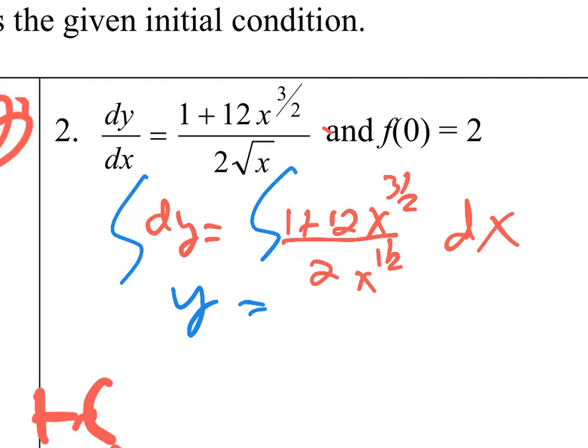I probably would break it into two fractions. 1 over 2x to the half makes it 1 half x to the negative 1 half. And 12x to the 3 halves over 2x to the half. 12 over 2 is 6. What's x to the 3 halves divided by x to the half? What's that rule? It's just an x. Do you know how she did that? She subtracted the exponents because they're the same base. x to the half dx.